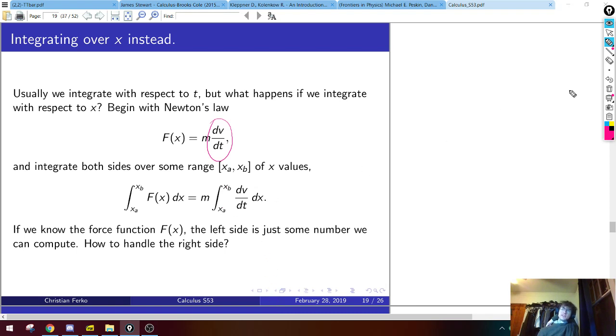Okay, so it looks like this hasn't done anything for us. It just got more complicated. If we know what the force function is, how f of x depends on x, then the left side is just some number that we could compute. The tricky part is handling the right side. Is there some way to manipulate this and massage it into something which is more useful? And there is, and you're going to tell me how to do it, in fact.